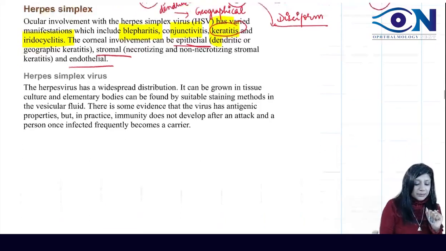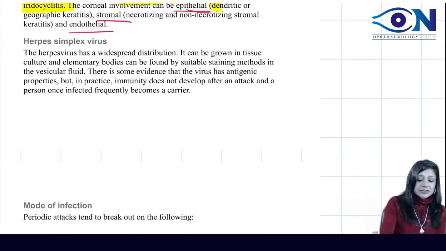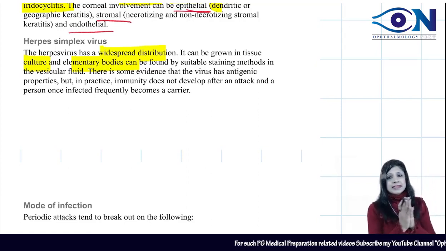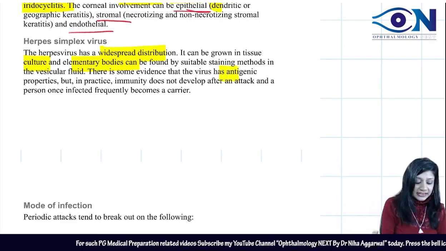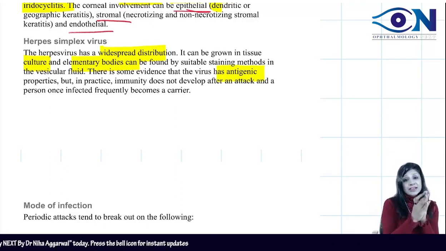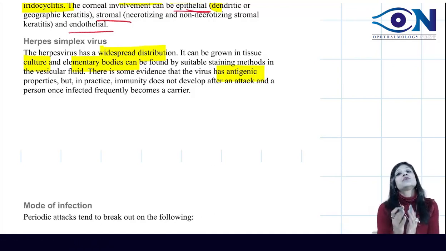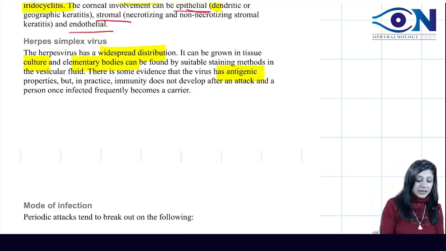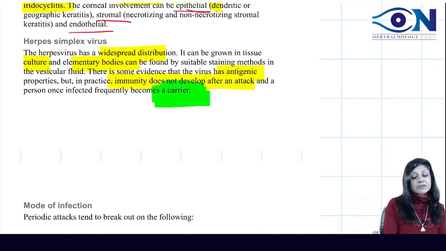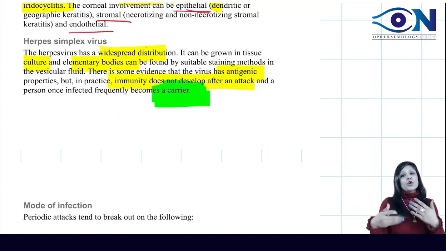Now, what happens whenever this herpes is spreading? It has a very, very widespread distribution. It can be grown in tissue culture also, and elementary bodies you can find. And there is some evidence that it also has antigenic properties. Now if it has an antigen property, it should lead to antibody formation, and therefore it should give lifelong immunity. But actually this is not happening; immunity does not develop after an attack, and the person becomes a carrier. I think that is the most dangerous thing, that the person is not developing immunity, but becomes a carrier. So overall, he is becoming infective.